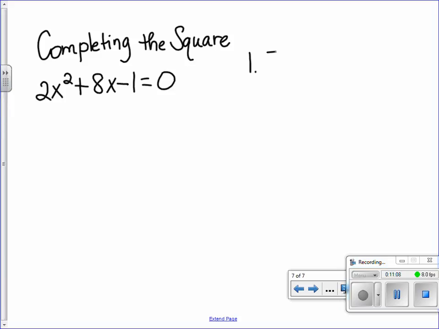All right, first thing you want to do, isolate C. C is the 1, right? So we need to move it across the equal sign. So I'm going to add 1. So I have 2x squared plus 8x equals 1.